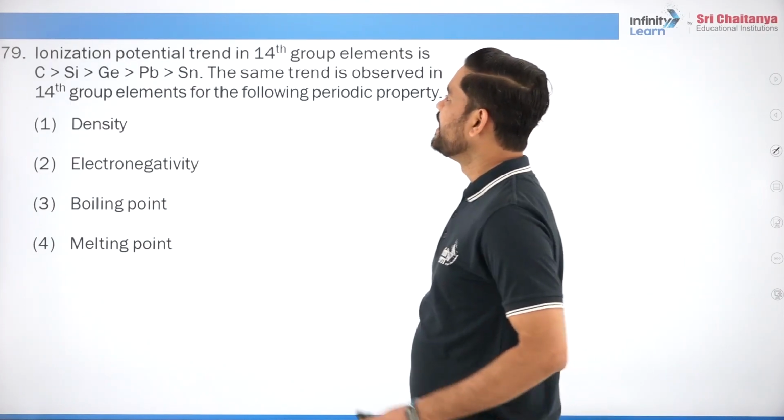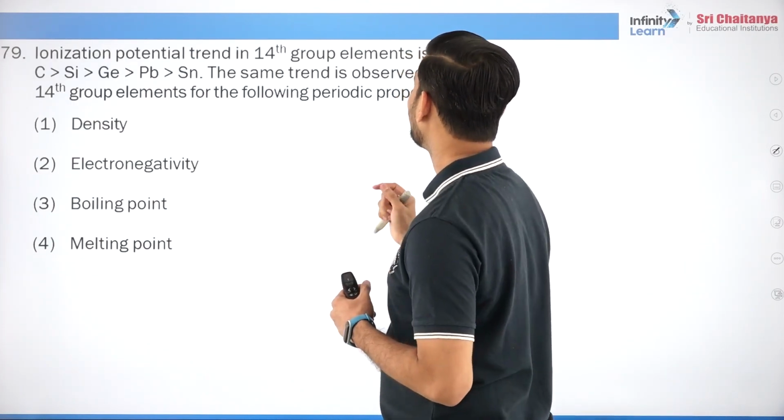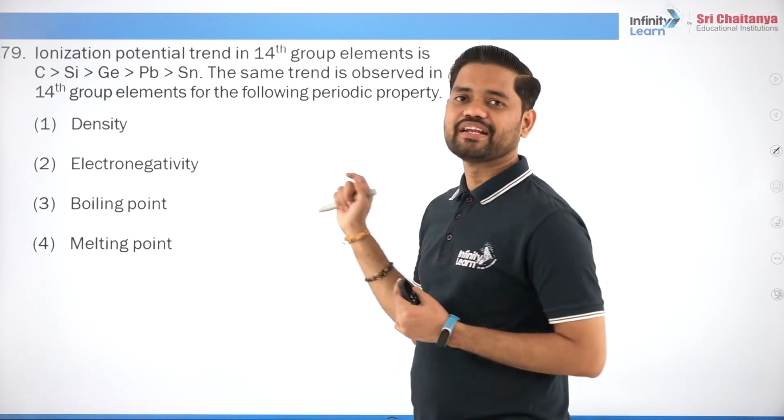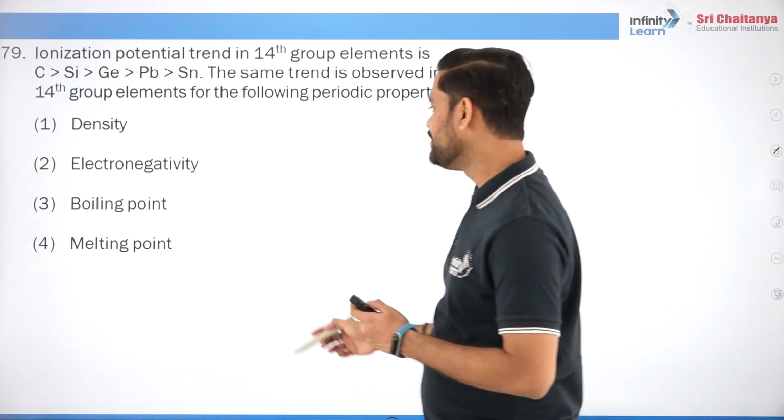Question number 79. The ionization potential trend in group 14 belongs to this. That is right. The same trend is also observed in melting point, guys. You have to remember this thing.